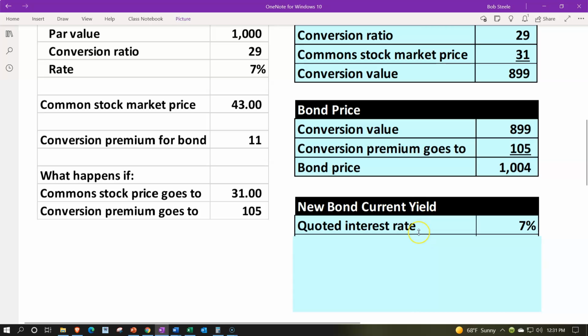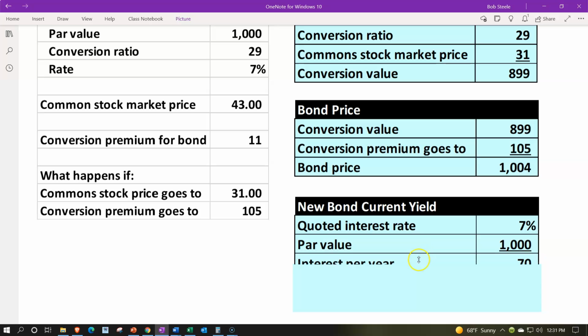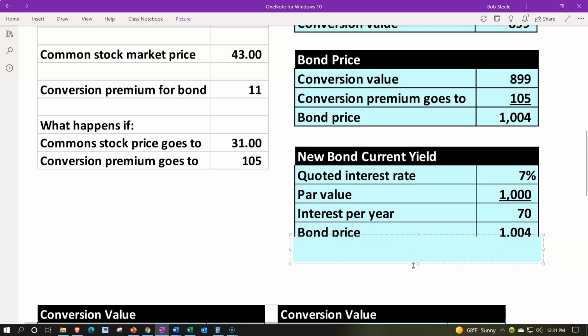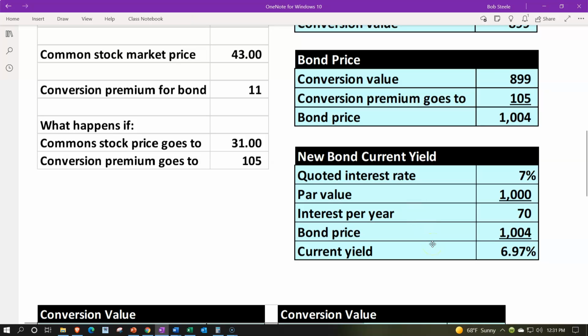So what's going to be the effect on our new bond current yield after that change has taken place? Well, we'll say that the quoted interest rate is still 7%. The par value is still 1,000. We still have then 1,000 times 7% or interest of $70 per year as long as we haven't converted the bonds. If we compare that to now the bond price, if someone was to buy the bond at that point, then we've got the 70 over the 1,004.